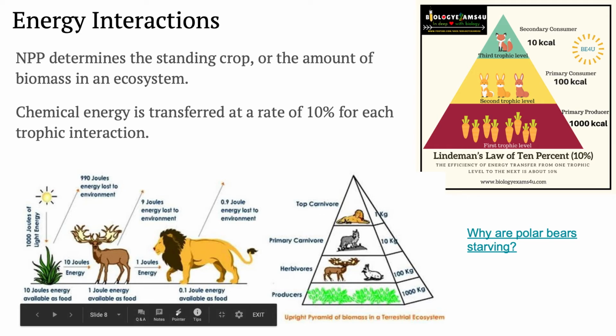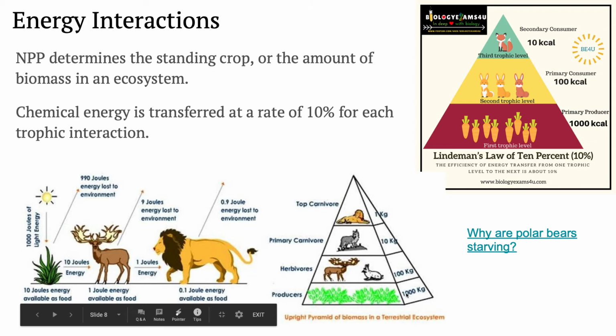Of those 10 joules of energy captured in the grass, only 1 joule of energy is going to be transferred to a deer. So we call this the 10% rule. For each trophic interaction, plant to consumer to secondary consumer, only 10% of the energy, or you can think of it also as biomass, is converted to the next level successfully. The rest is lost as heat.